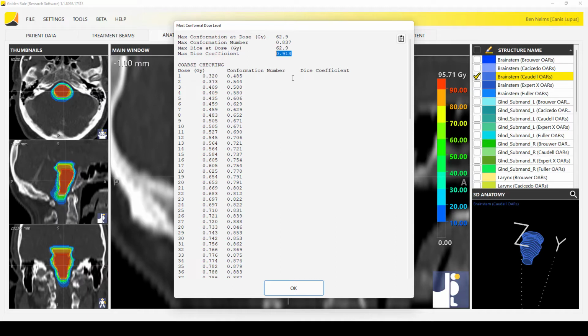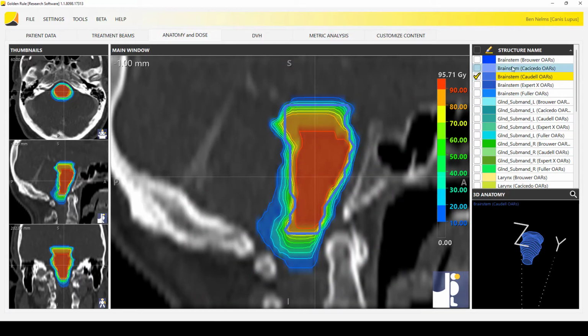with a dice of 0.913. So that's starting to show that there is a consensus level in there that starts to look high agreement with at least one of the experts. Now we could do this with any of the experts, or you could do it with any single contours. So that's on the brainstem.